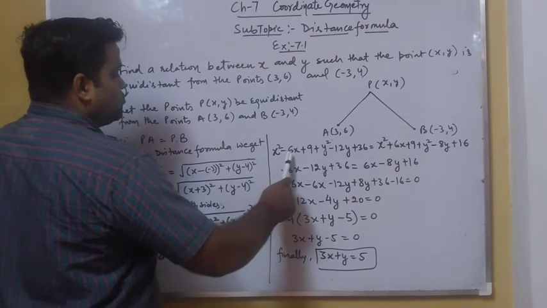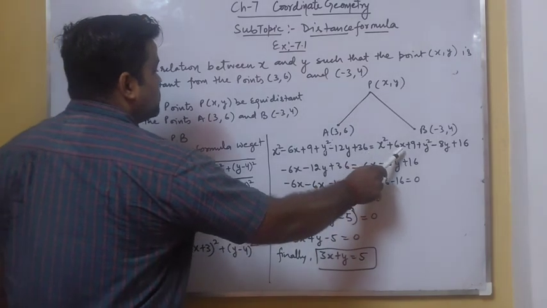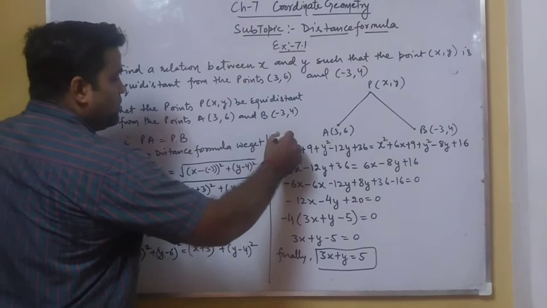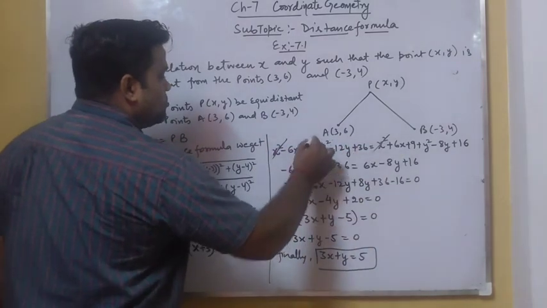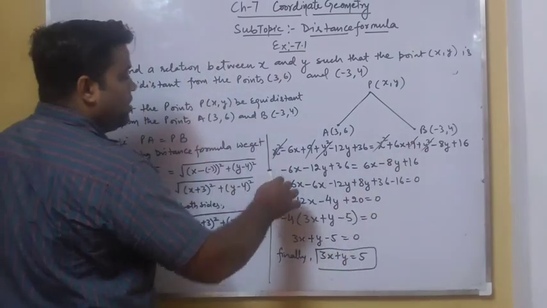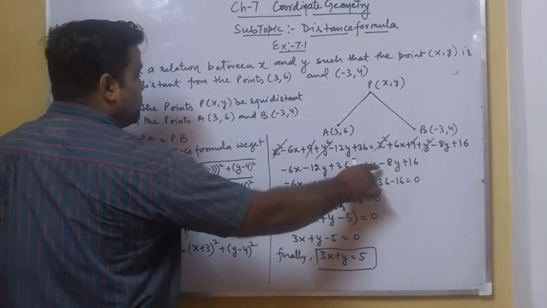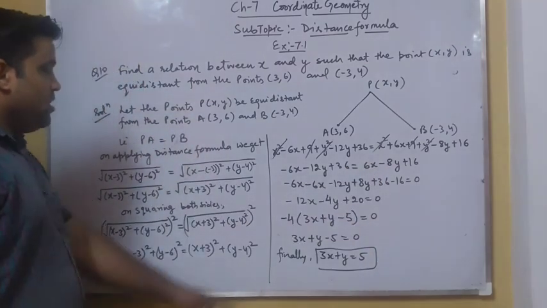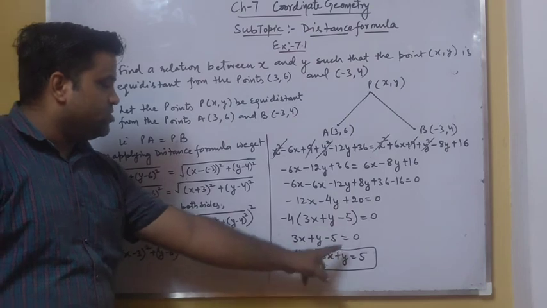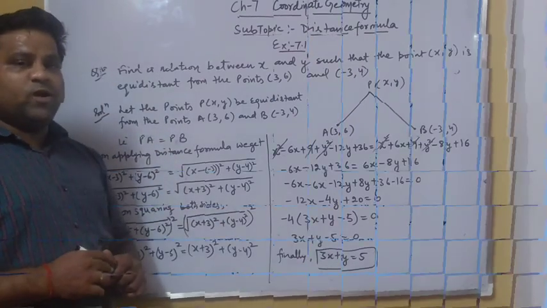And finally, we get these equations: x square minus 6x plus 9 plus y square minus 12y plus 36 equal to x square plus 6x plus 9 plus y square minus 8y plus 16. Here x square cancels out, 9 and 9 cancel out, and y square cancels out. Here we get the equation minus 6x minus 12y plus 36 equal to 6x minus 8y plus 16. After solving, we finally write 3x plus y equal to 5, which is the required relation.